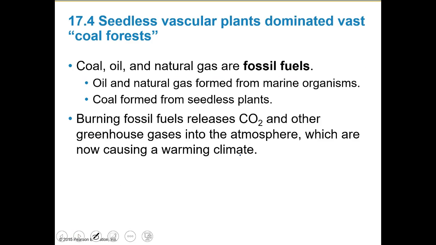So coal, oil, natural gas, those are fossil fuels, and they usually are formed from seedless plants, just so you have a little connection there. Those sporophytes that kind of became fossils.